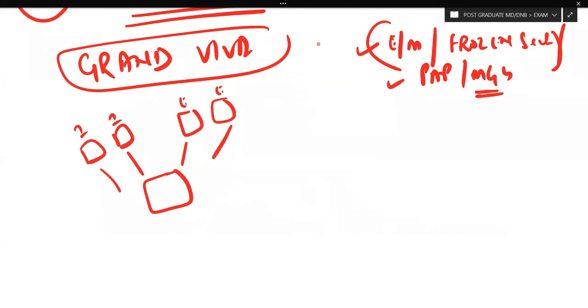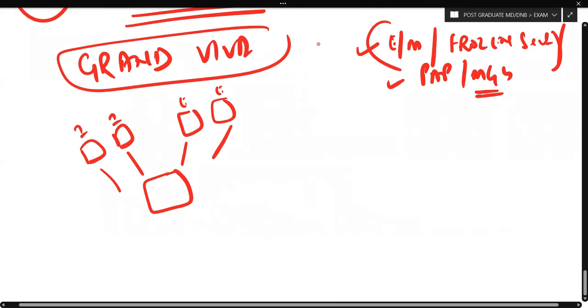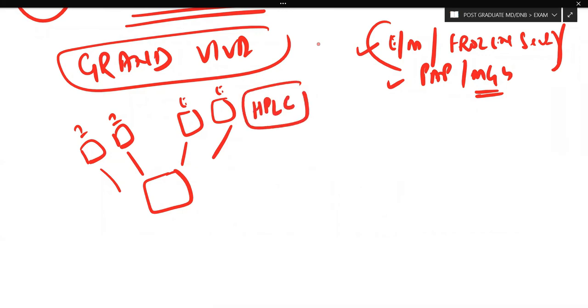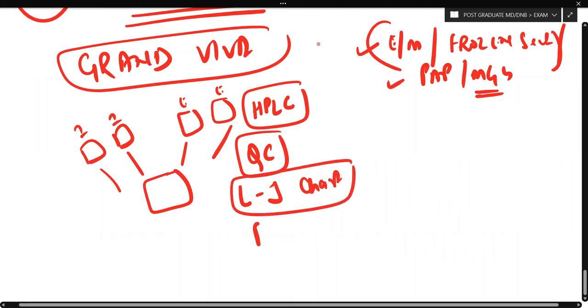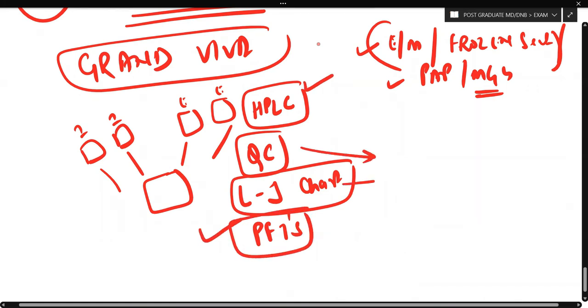Now over here, they can ask you different types of questions. For example, they can keep HPLC charts over here, they can keep the QC control charts, for example, the LJ chart. They can keep the platelet function tests. HPLC has already been discussed. PFTs have been discussed. These charts will be discussed by me.